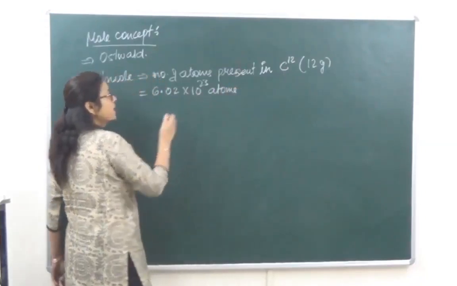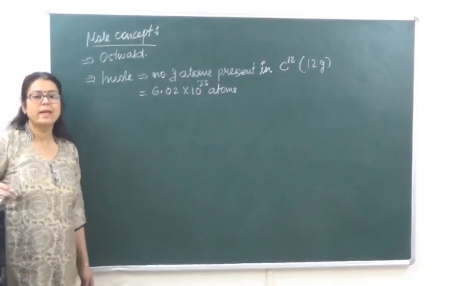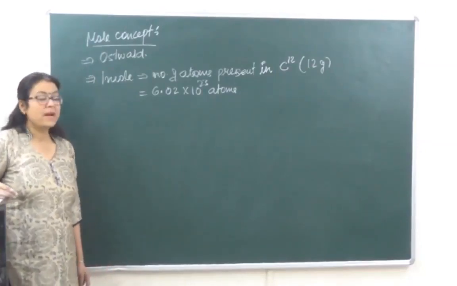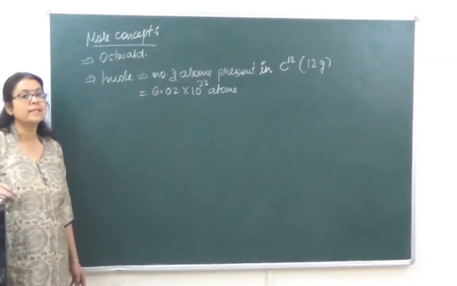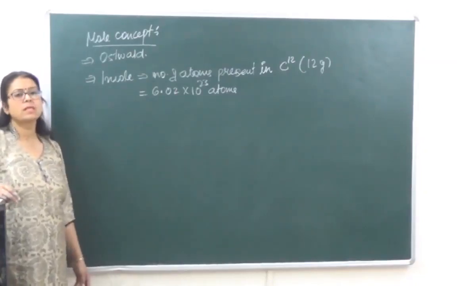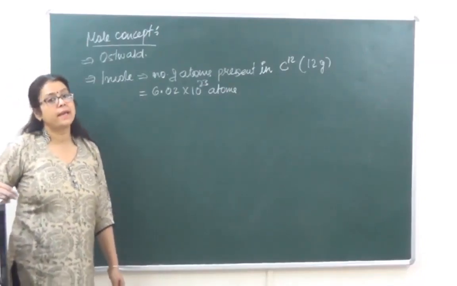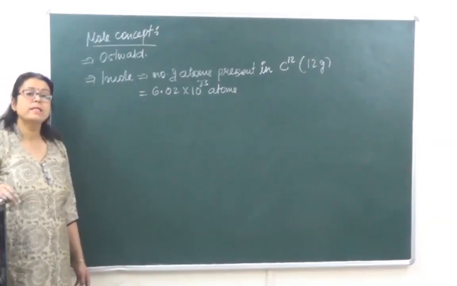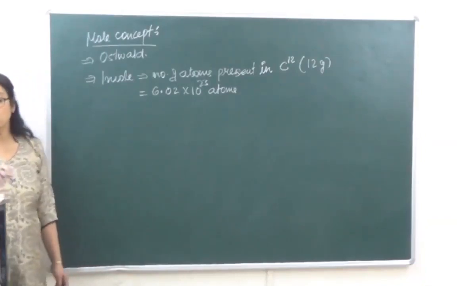So this was taken to be a fixed number, that if we are taking 1 mole, then 1 mole comprises 6.022 × 10^23 entities. Now those entities can be atoms, molecules, ions, and those entities can also be formula units. So that is what 1 mole is.